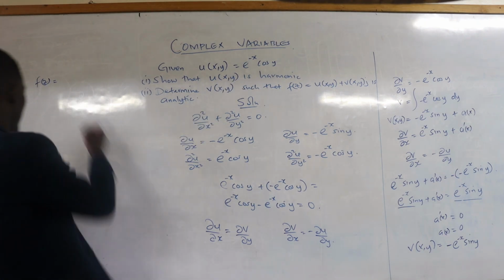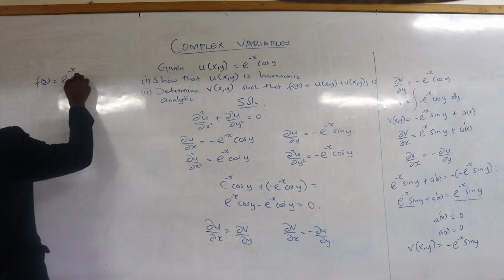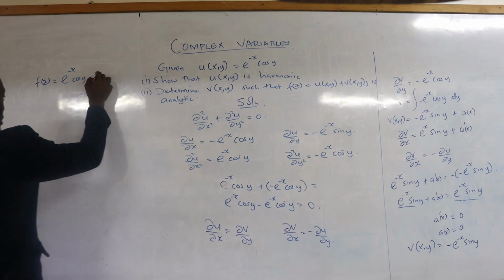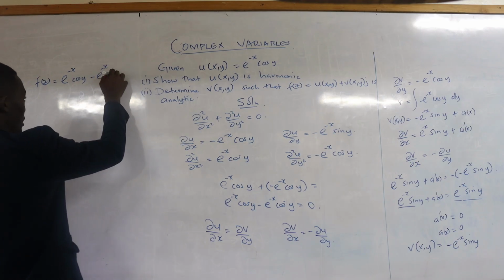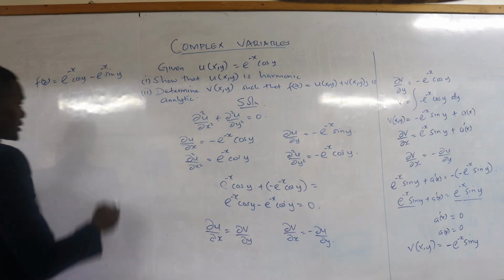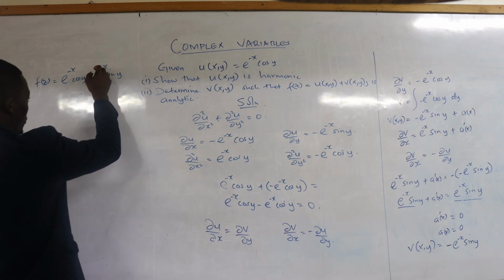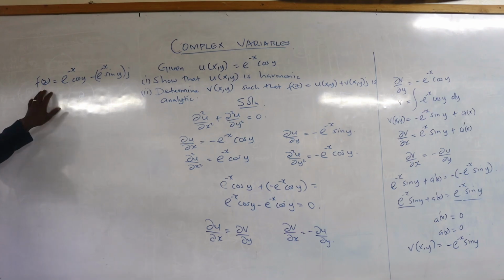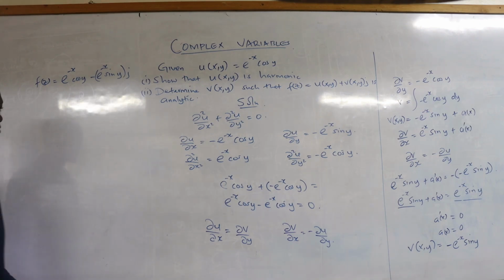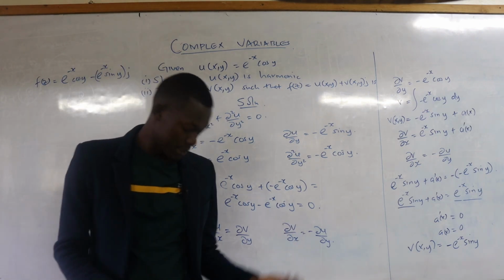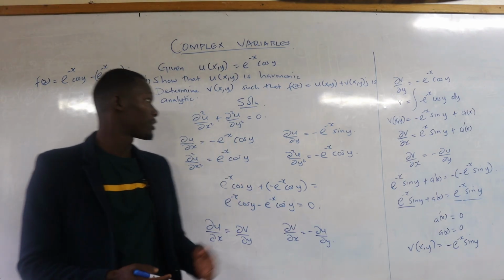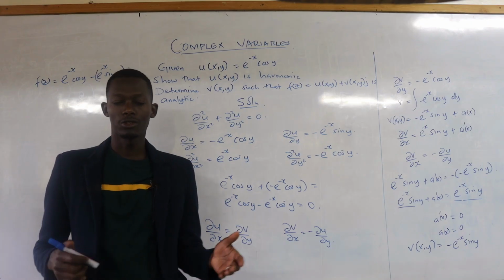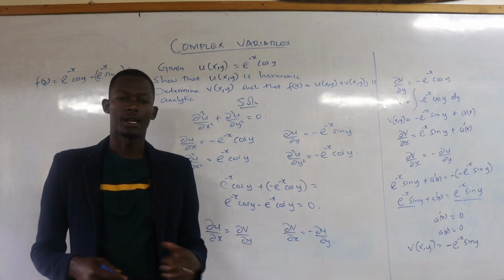Our u was this, so we have e to the negative x cosine of y. Then what is our v? Negative e to the negative x sine of y, right? Therefore, remember we have a j. So therefore your function f of z is given by that. Students, that is how you find if a function is harmonic, and also find the other conjugate so that the function that you get proves to be analytic.